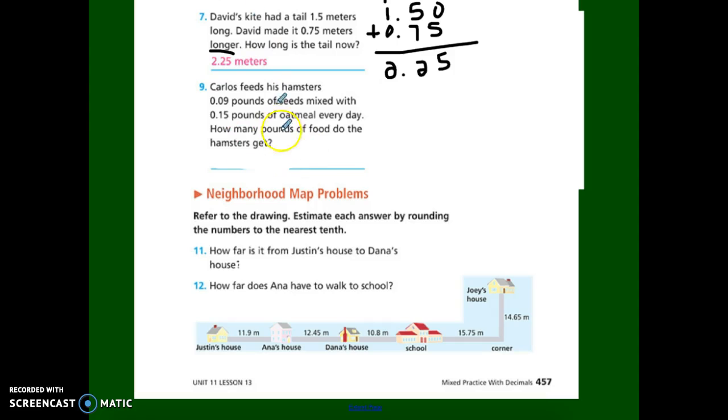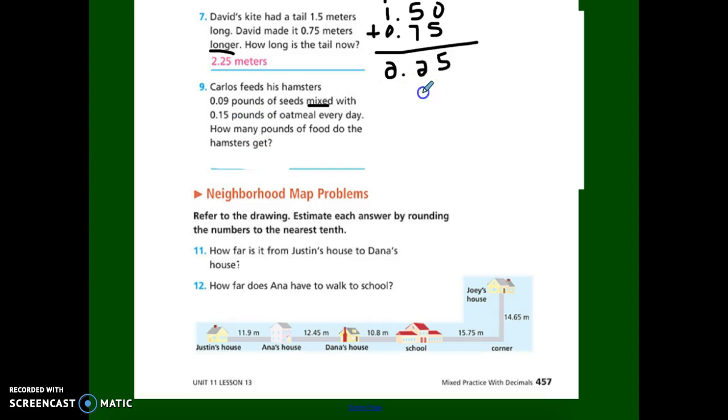Let me read it to you. It says, Carlos feeds his hamsters 9 hundredths pounds of seed mixed with 15 hundredths pounds of oatmeal every day. How many pounds of food do the hamsters get? So we know that it's mixed together and they get it each day. So they're asking you to add these two numbers. So go ahead and line up your decimals and add it, and let's see how you do.